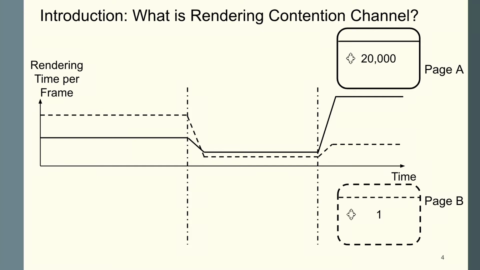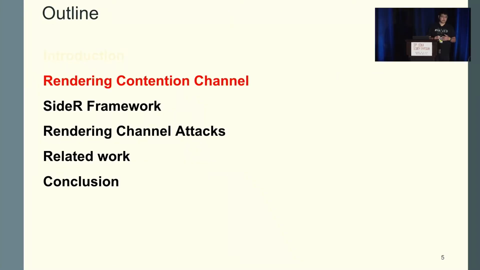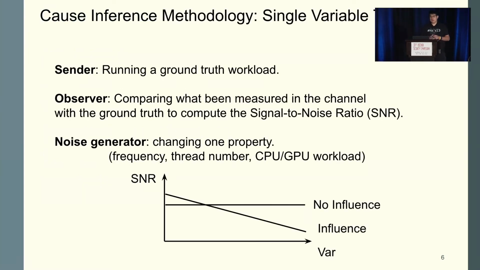It means page A and page B are influenced by each other, and they share some resource, and this is the rendering contention channel. After introducing what the rendering contention channel is, we infer the reason. We design a methodology, single variable testing, to infer the reason.